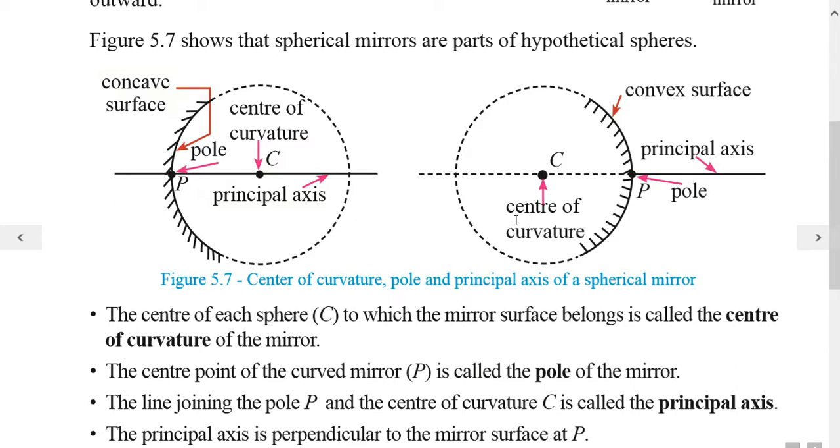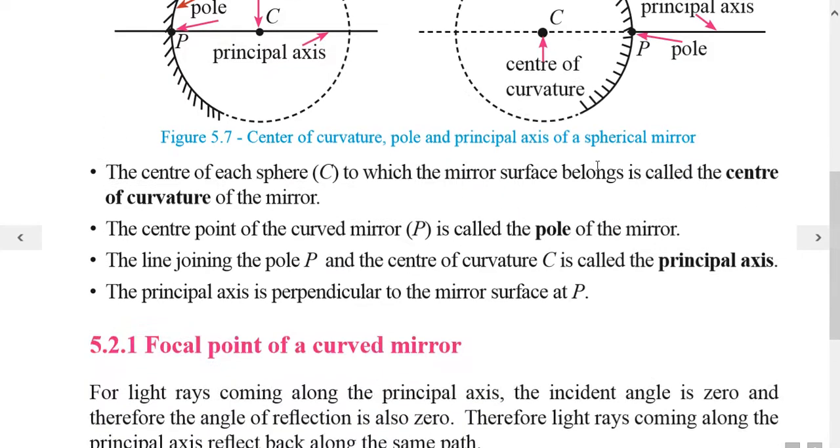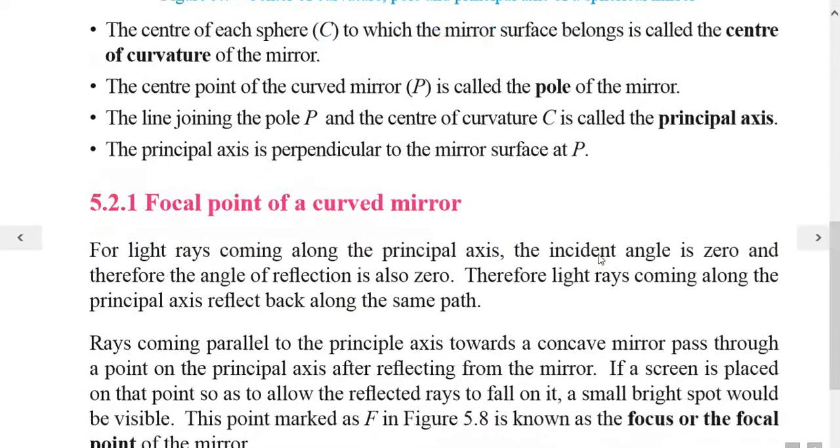These are the terms to identify. These terms are very important for drawing ray diagrams. This is a later part of the lesson, where we draw the ray diagrams for convex and concave mirrors. Then these terms are very important. Then we are going to the next part.